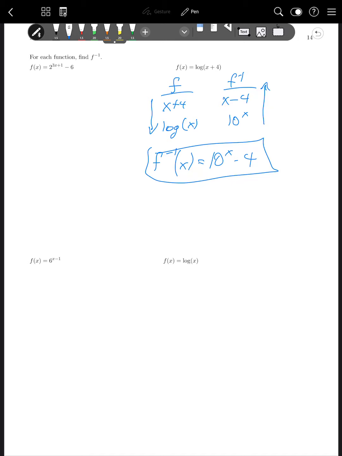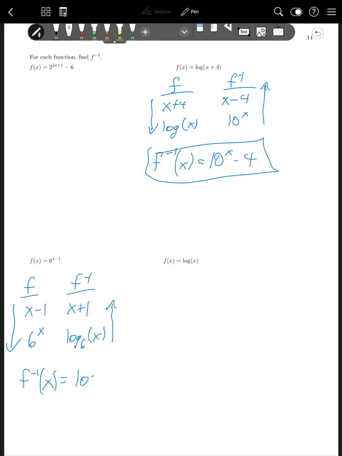So let's go ahead and go down to bottom left now, and I'll save that really complicated one for last. So for this one, f, I start by subtracting 1, and then I do 6 to that power. So the inverse of subtracting 1 is adding 1. The inverse of 6 to a power is log base 6 of x. And this time we're going to combine from bottom up, right, when we're doing the inverse. So that's log base 6 of x plus 1.